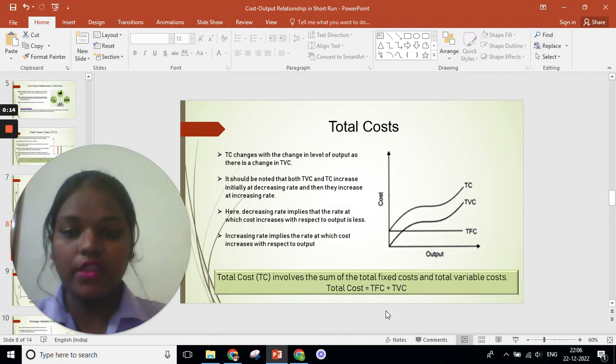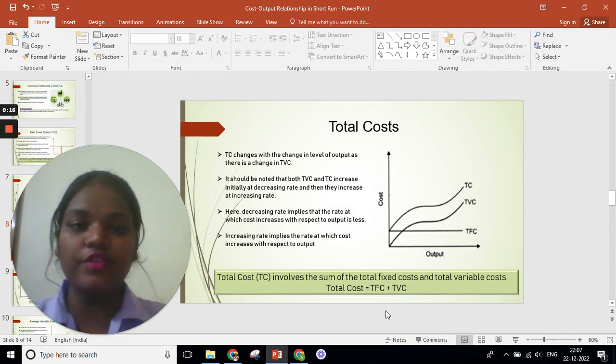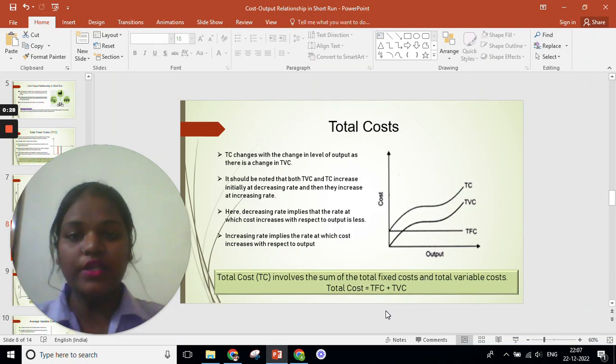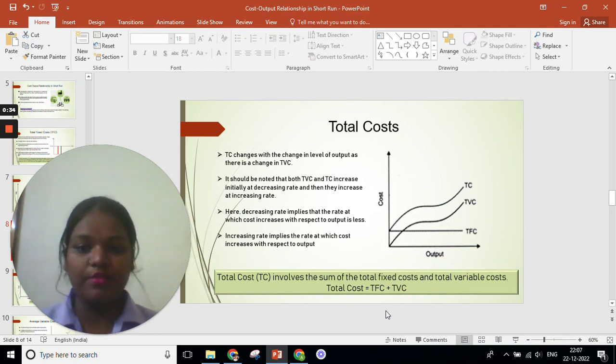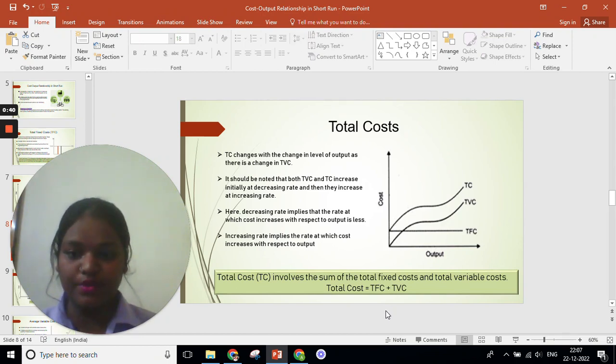Total cost is nothing but the addition of the total fixed cost and total variable cost. Total cost is the total expenditure made on the various items of cost, such as rent, interest, wages, etc., to produce a given level of output, where the rent and interest are fixed cost and wages is a variable cost. Total cost of the firm is the sum of its total fixed cost and total variable cost.